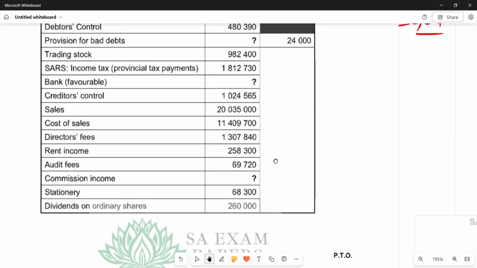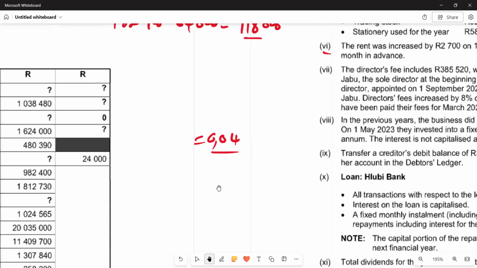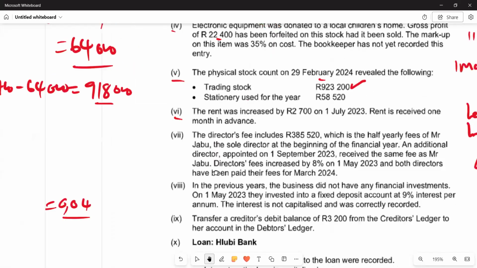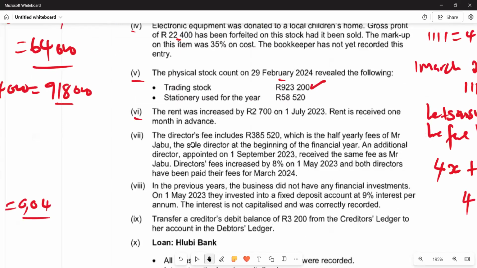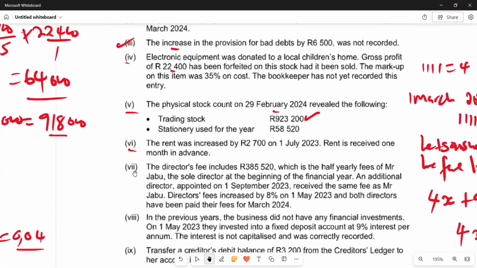So 1,307,840. We go to additional information to see anything explaining about director's fees. Right. We go to item 7.